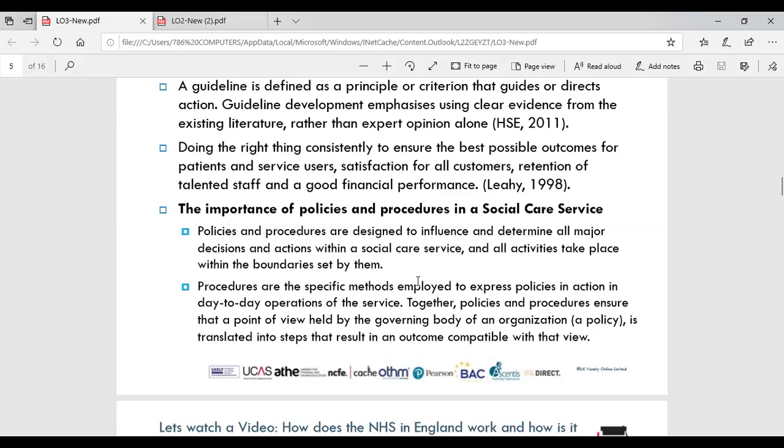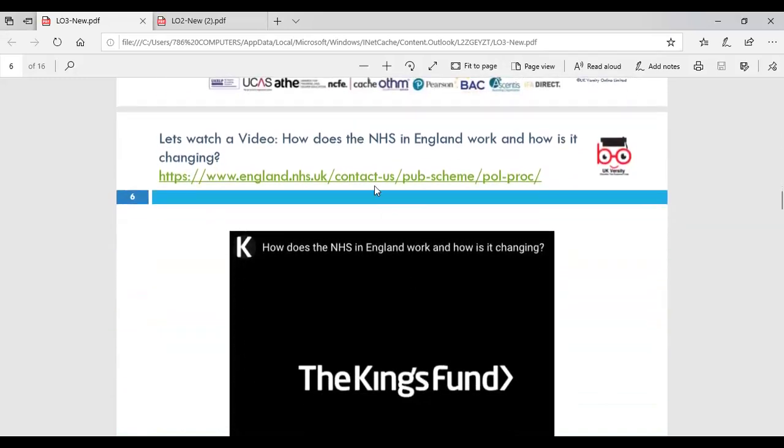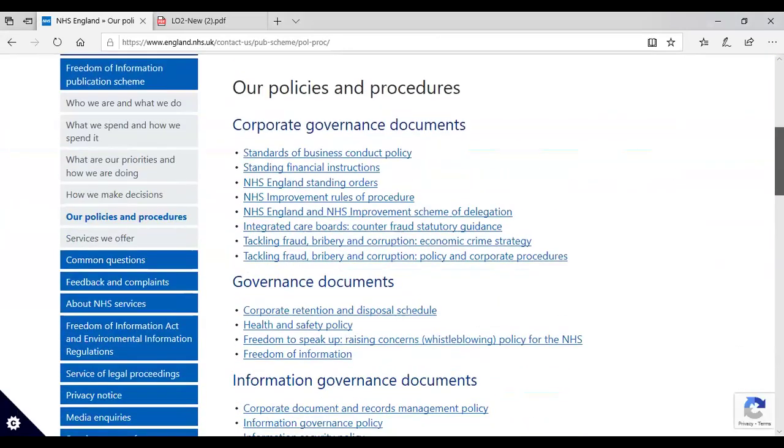We talked about policies and procedures. Procedures are specific methods. Policies are there, but how do we carry out and implement those policies? It is through procedures, which help you on a daily basis. Together, these ensure that a point of view held by the governing body of an organization is translated into steps that result in an outcome compatible with that view. So let's watch a video on how the NHS in England works and how they work with their policies.